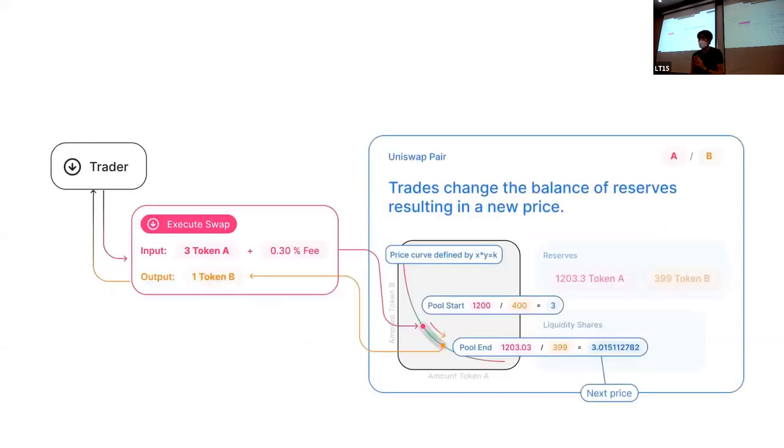On the trader side, when I actually execute a trade, the trade changes the balance of the reserve. Because of the way the function is defined, when you take away some tokens from the pool, the price curve changes, and that reflects the new price of the token. All these things happen over time, and there are always different actors like arbitrageurs who come to rebalance the price between different exchanges. But this is how I think it actually works today on the AMM side.